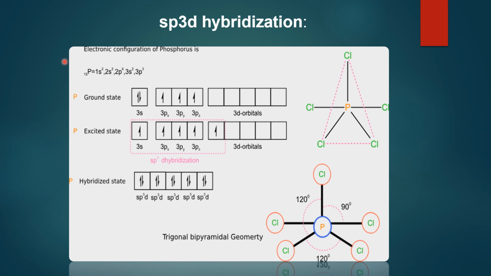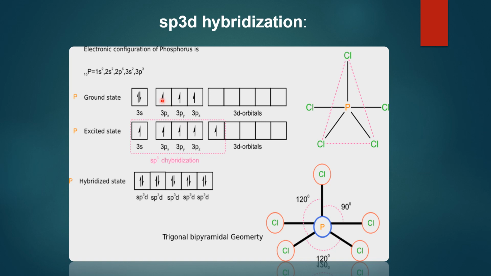Coming to phosphorus, you know the atomic number is 15. Its electronic configuration is 1s2, 2s2, 2p6, 3s2, 3p3. The ground state electronic configuration of the phosphorus atom has 3 unpaired electrons at the 3px, 3py, 3pz levels, and no electrons at the 3d level. In the excited state electronic configuration, it has 1 electron in the 3s level, 3 unpaired electrons at the 3px, 3py, 3pz levels, and 1 more electron at the 3d level.